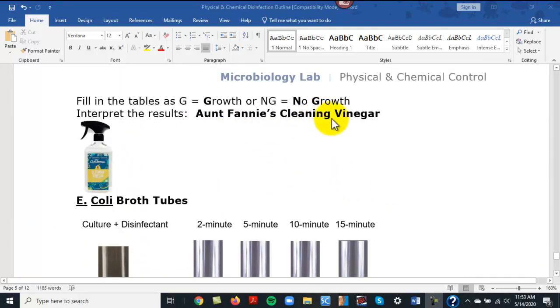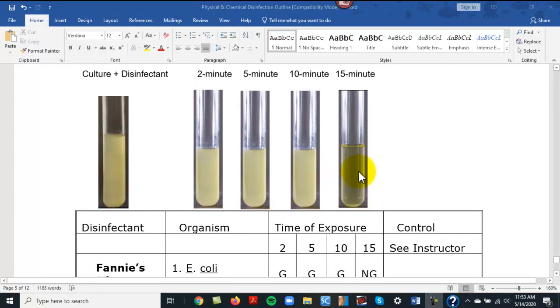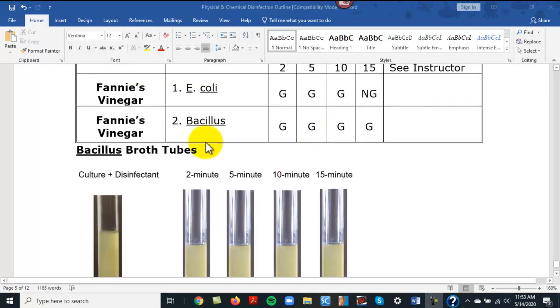And Aunt Fanny's cleaning vinegar. So vinegar is acidic. If you have something like a swimming pool machine that gets chlorine deposits on it, if you soak it in vinegar for like an hour, vinegar will dissolve the chlorine. So the E. coli tubes with the Aunt Fanny's cleaning vinegar, the first 3 had growth, meaning it took about 10 minutes for it to start killing all the cells. And if you have a clear tube, that means it killed all the cells. If you get one bacteria cell in a broth tube, it's going to grow overnight and be cloudy. Of course, the Bacillus, being a spore former, is hard to kill.